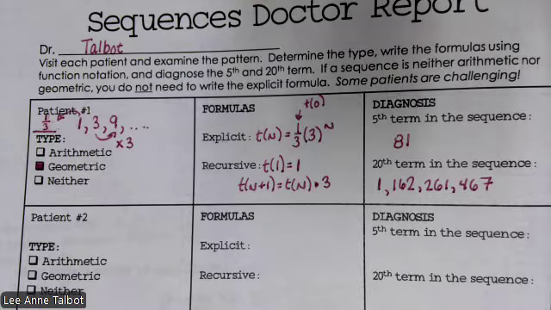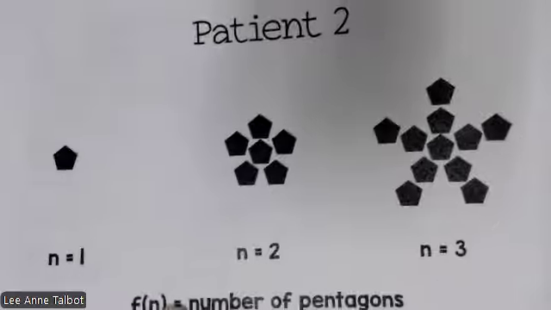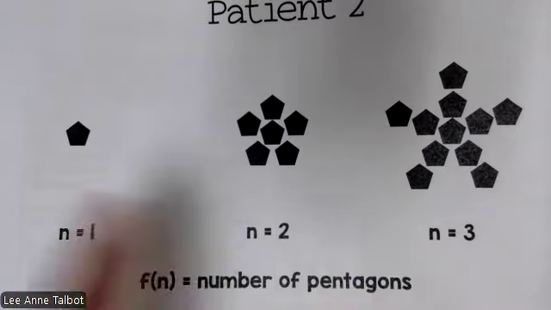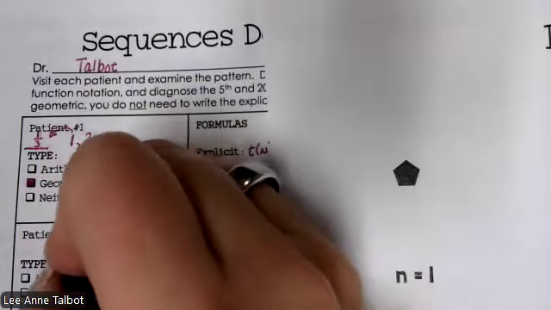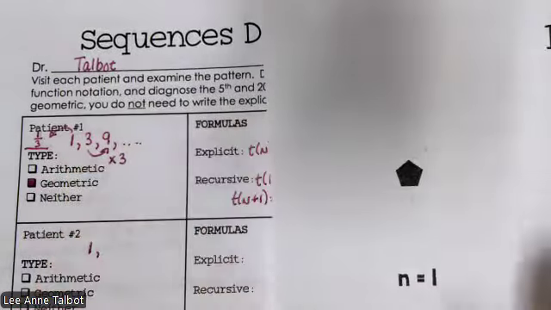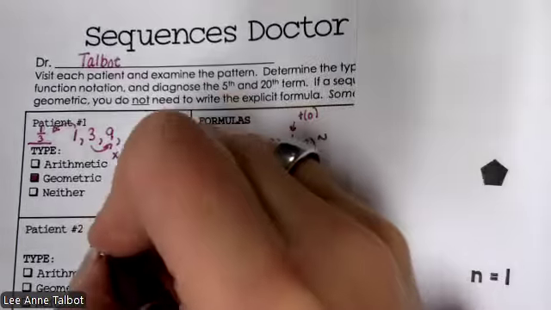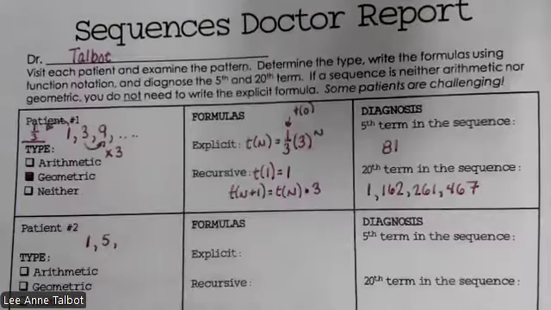We're going to do 1, 2, and 4 together just to make sure you're all situated. Okay. Patient 2 says the sequence is the number of pentagons. So it goes 1, 5, is that 10? Yes.